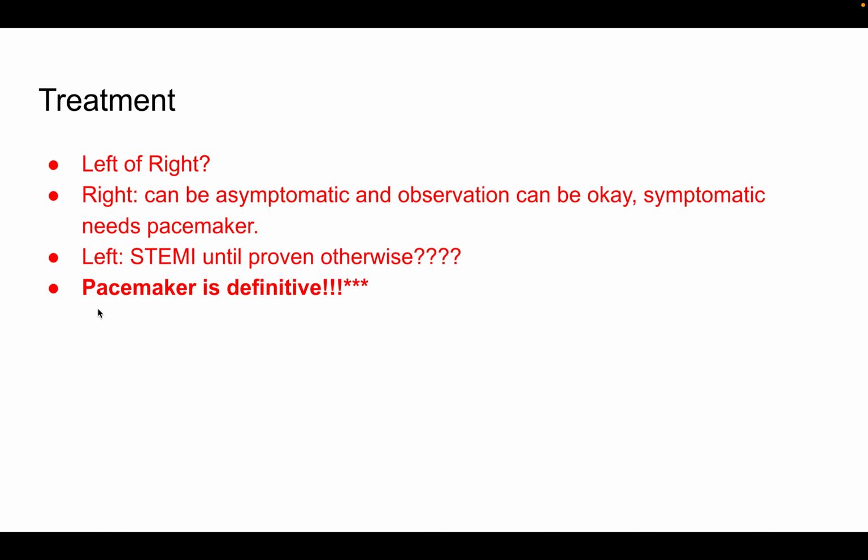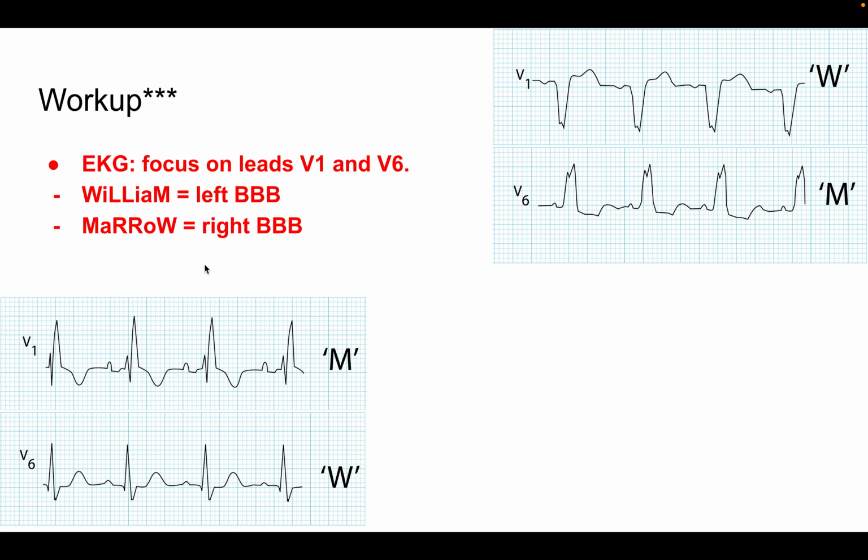Now, if it's a left, it is considered, I don't want to say more severe, but it's considered more severe because in PA school, you should be taught that a left bundle branch block is a STEMI until proven otherwise. And here's the reason why. Why is a left bundle branch block considered a STEMI until proven otherwise? Well, if we go to a left bundle branch block, if we look at V6, and a lot of times V5 will kind of be like this, what does this look like? That looks like your QRS. Well, what's that? Oh, no.